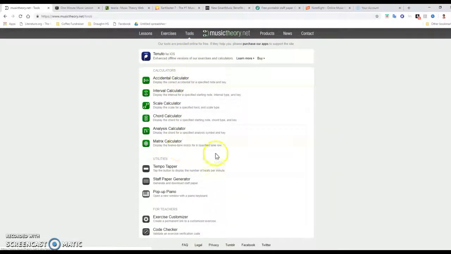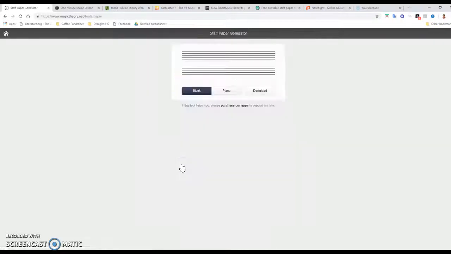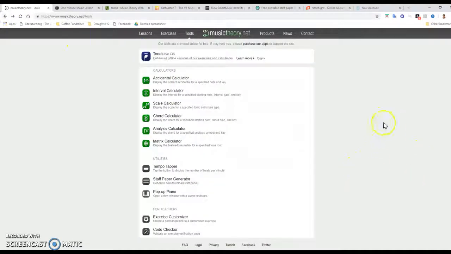And then here's some tools that the students can use for their theory practice and any kind of practice. There's even a place for staff paper generator. So this is a really good resource that you can use for your students.